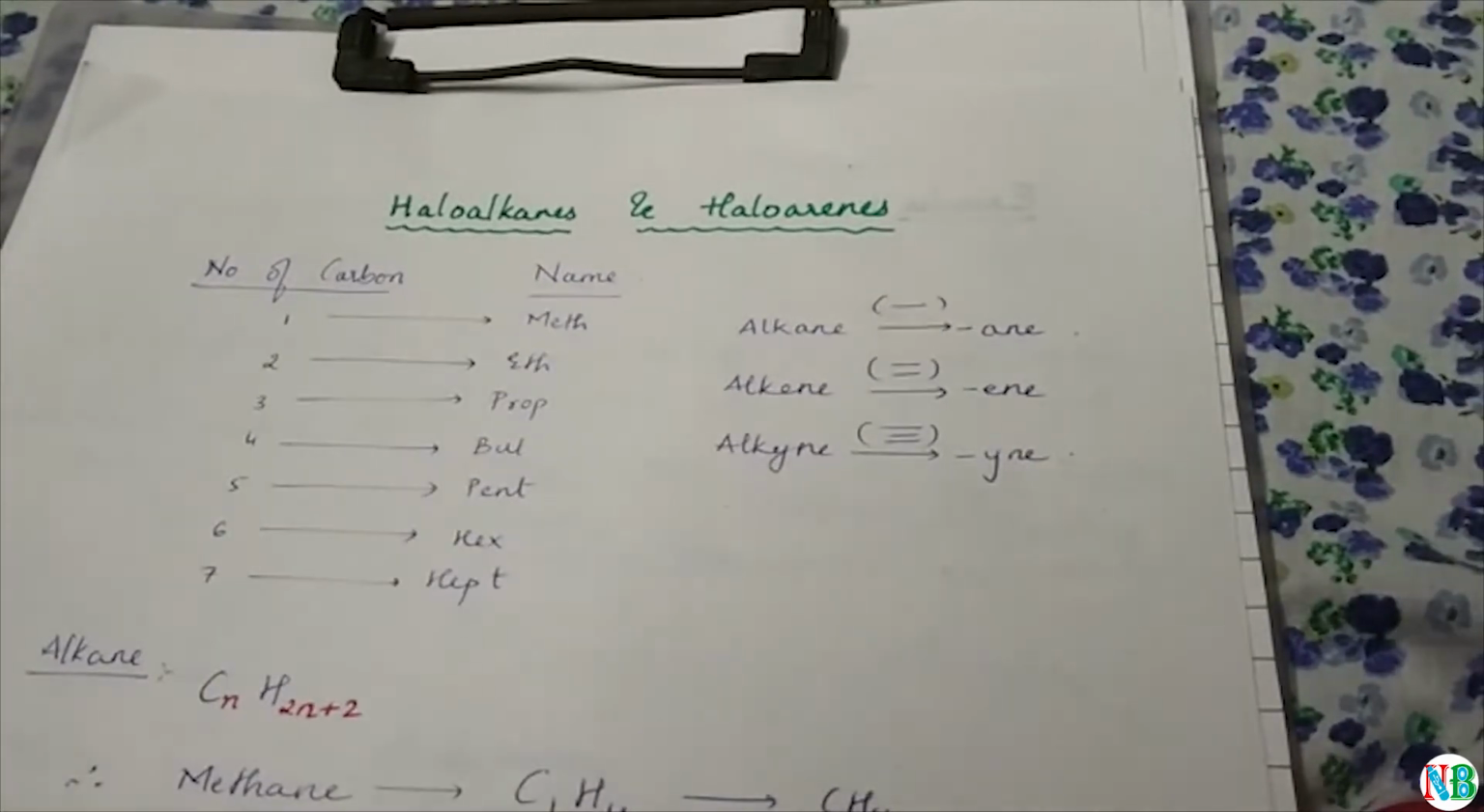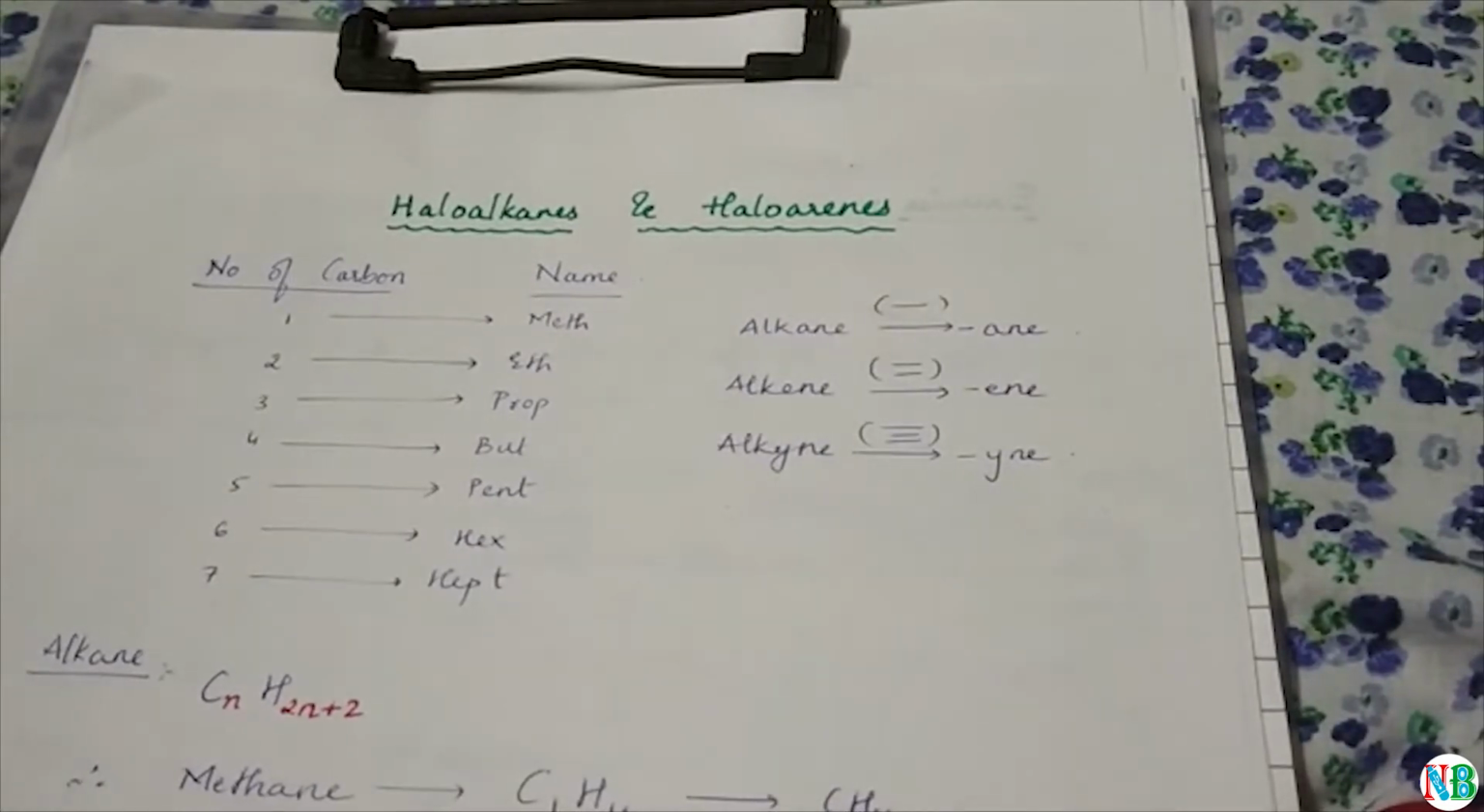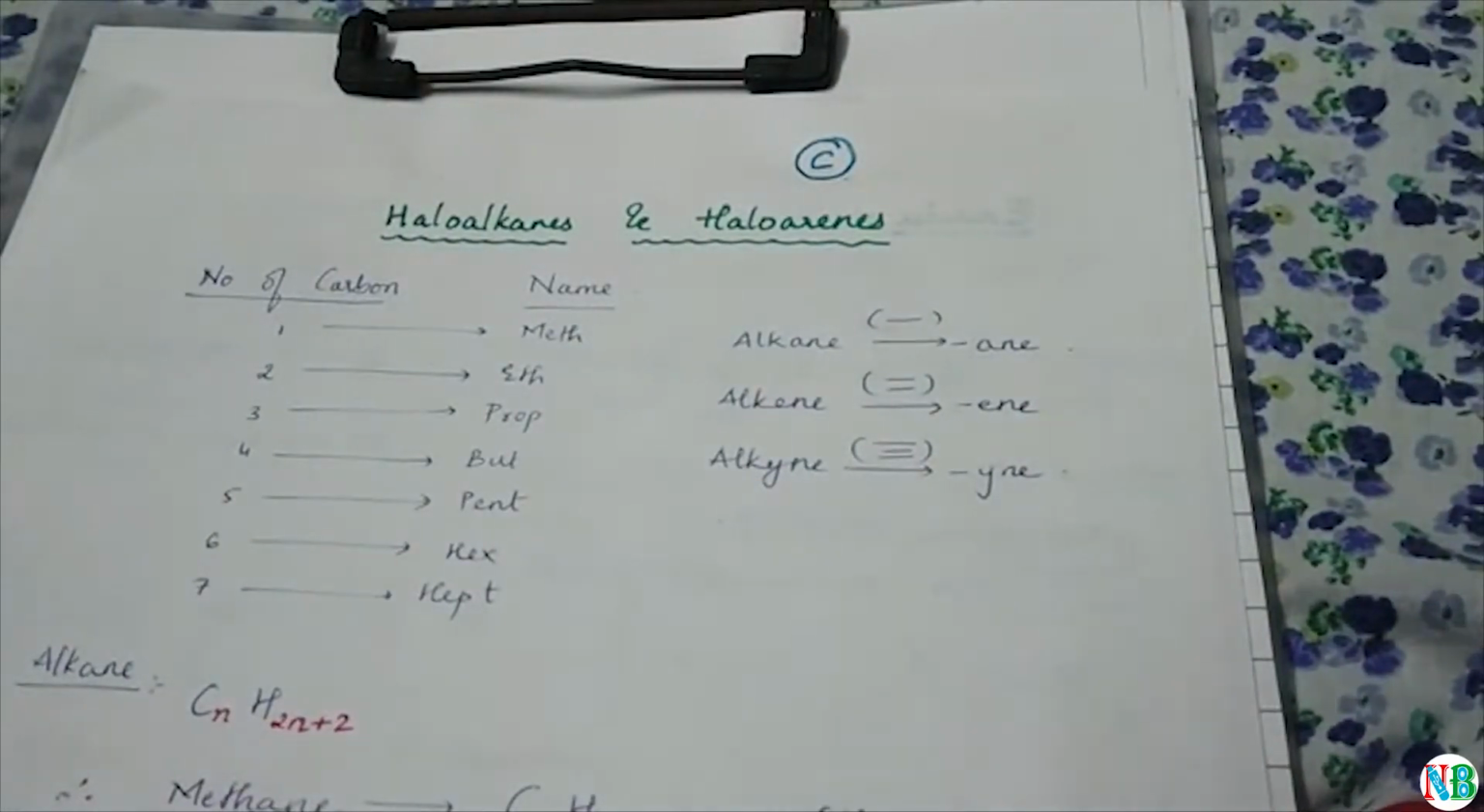This is a part of the organic chemistry chapter, and we'll see what exactly haloalkanes and haloarenes are. So what are organic compounds basically? Organic compounds are compounds that are made up of carbon. All organic compounds are the ones which are made up of carbon.